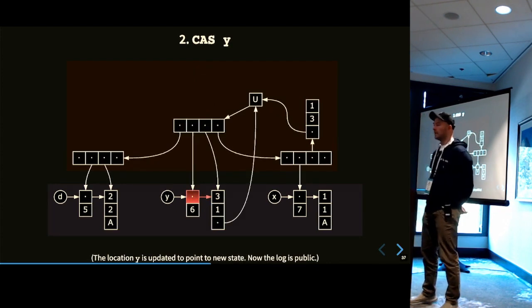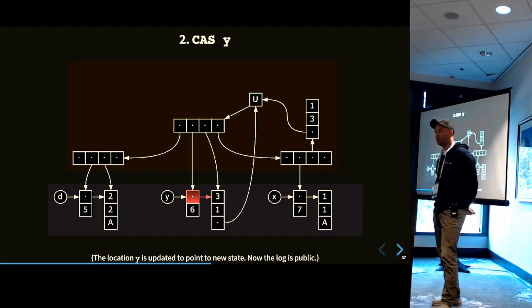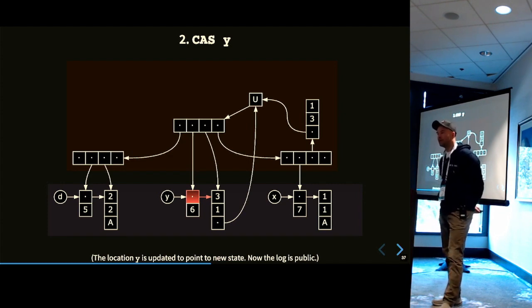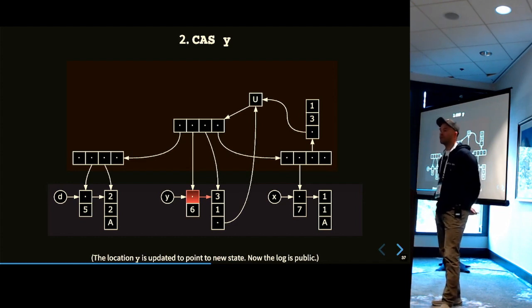And here we see the Y location updated. Note that we did not update the old state of Y, we simply updated the location to point to the new state. Also, the value of location Y is now undetermined, and it points to our transaction log. This means that any concurrent access of Y will use the transaction log to execute the transaction to determine the value of Y, just like we are doing.